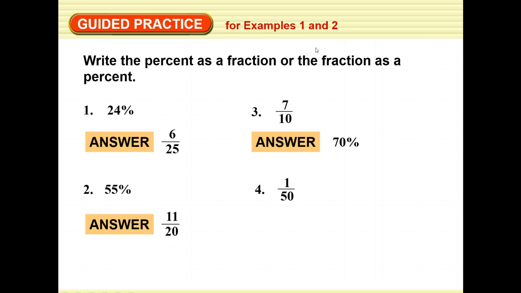Okay, 1/50th. Let's try that one. All right, well, hopefully you said, okay, well, percent means out of 100. So from 50 to 100 is multiplied by 2, right? So multiply this by 2. So then I need to multiply the top by 2, and I get 2 out of 100, which is equal to 2%. Okay, not to be mistaken with 20%. Okay, it's 2 out of 100. That's a lot different than 20 out of 100.